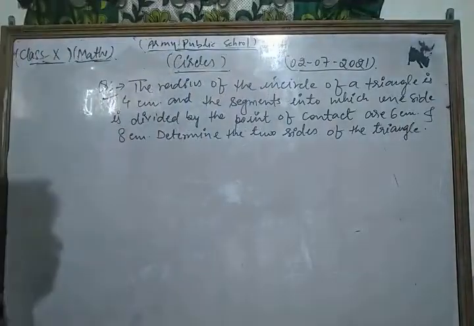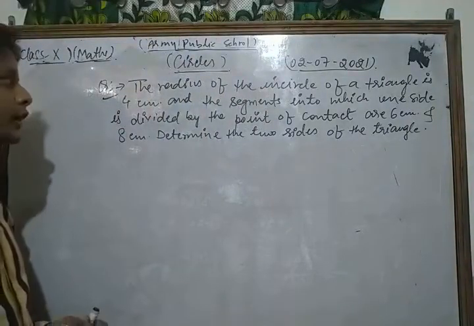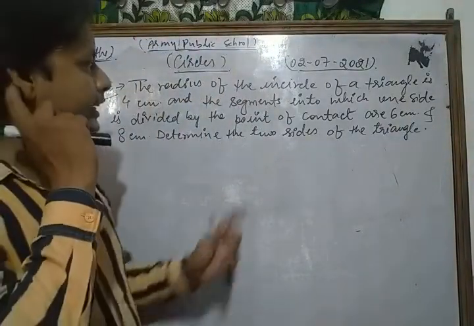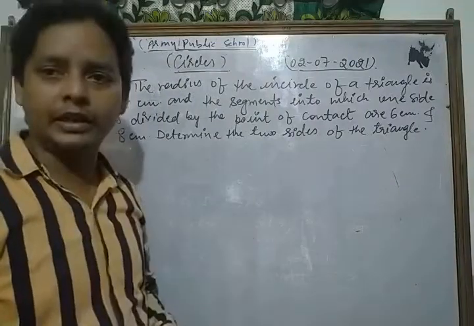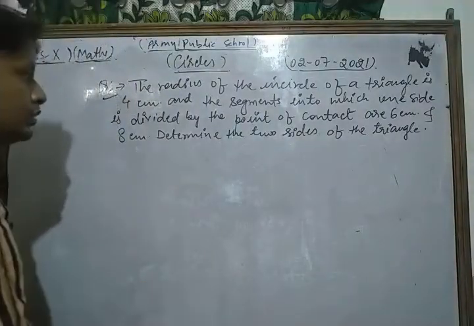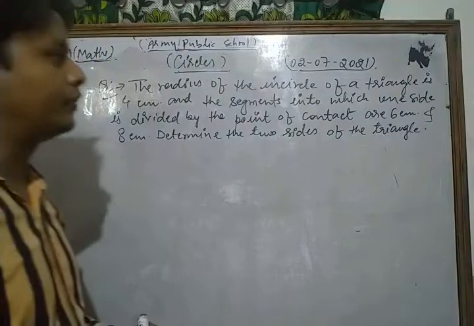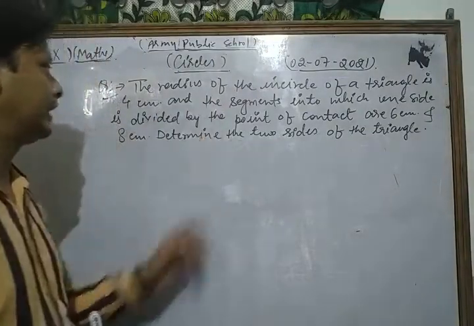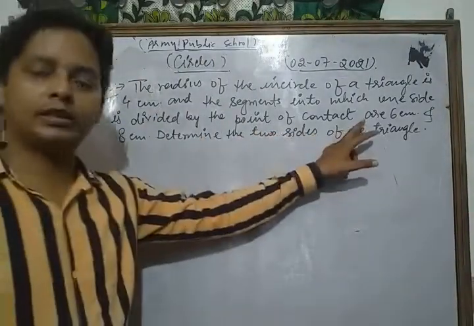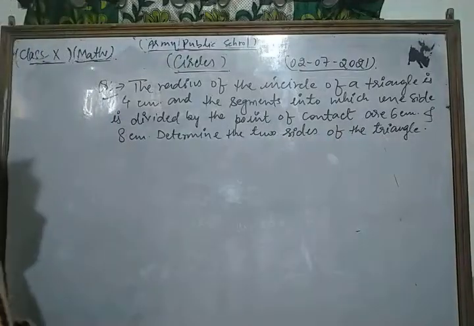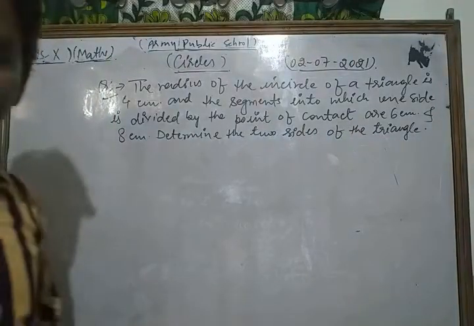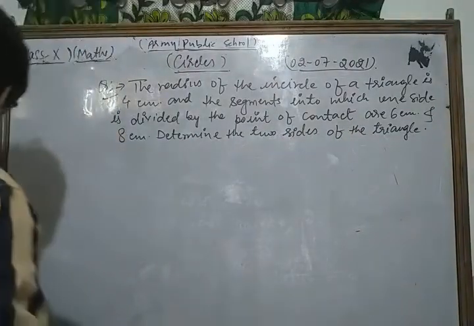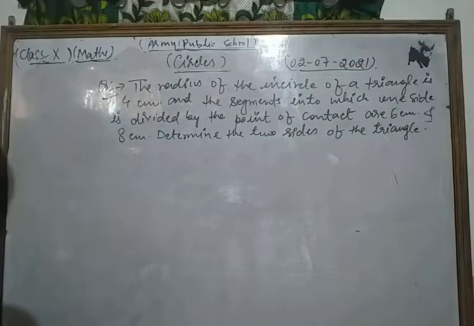This is a very important question of your syllabus. Let's see once more. Your question is: the radius of the incircle of a triangle is 4 centimeter and the segments into which one side is divided by the point of contact are 6 centimeter and 8 centimeter. Determine the two sides of the triangle.